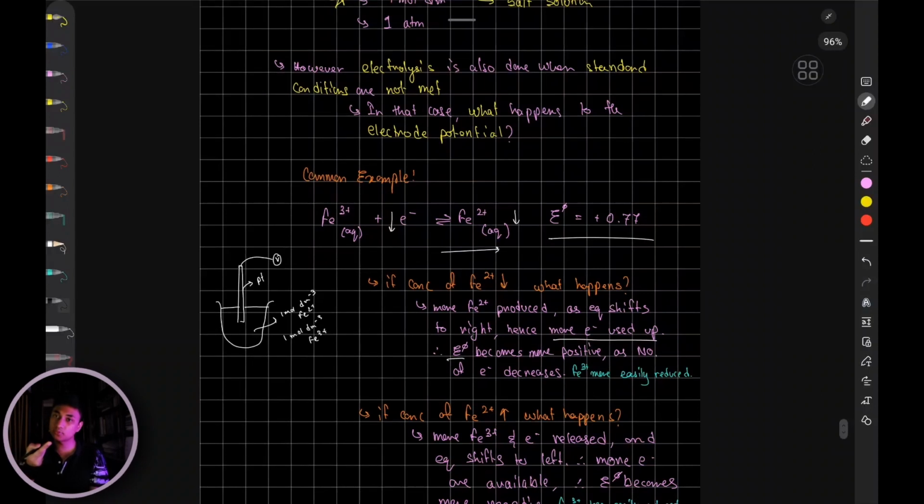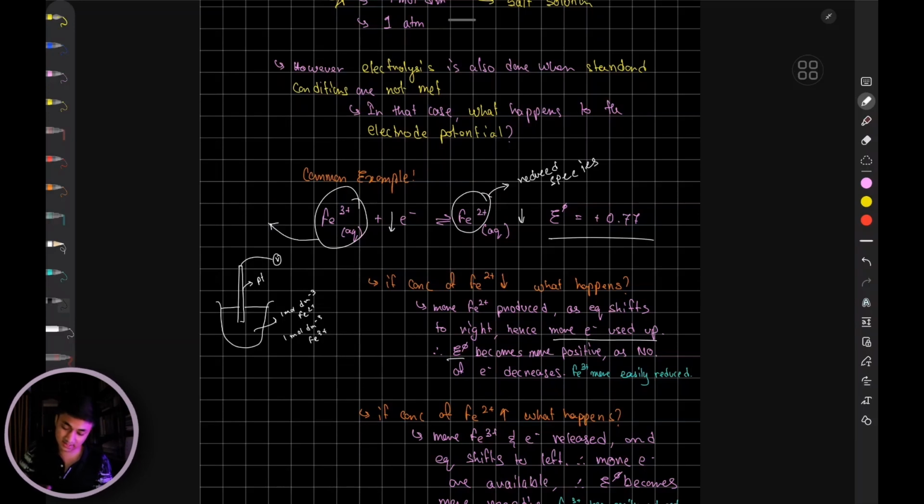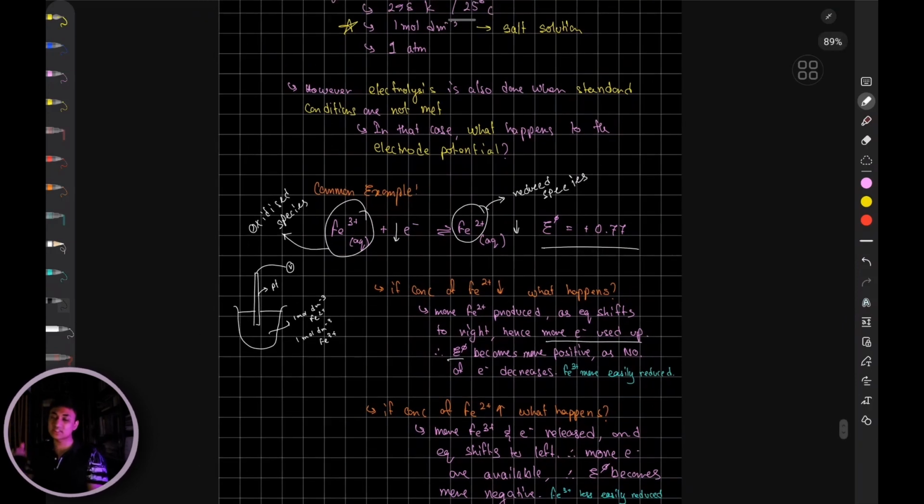So what was the change that we did? We decreased the amount of product, or decreased the concentration of the reduced species. You can also call this the reduced species, because iron 3 plus has been reduced, and this is going to be your oxidized species, because if you oxidize Fe2 plus, this is what you get, Fe3 plus. Fair enough. So we saw if we decrease Fe2 plus concentration, equilibrium shifts to the right-hand side, electron concentration decreases, and electrode potential becomes more positive.